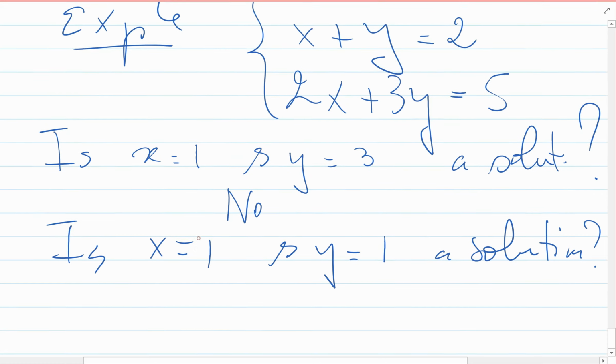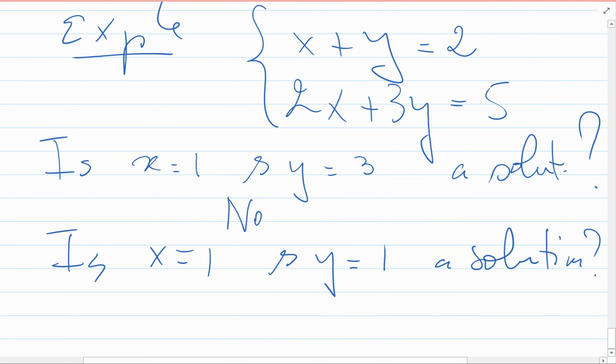Okay, so let's check it out. So we go x plus y, 1 plus 1, that's 2, equals 2. So the first equation is satisfied, but that's not enough. We need to go to the second equation and check it out. If it satisfies, then it becomes a solution. If it does not satisfy, then it's not a solution. So if we go 2 times 1, 2, plus 3 times 1, 3, 2 plus 3 equals 5, 5 equals 5. Therefore, the answer is yes.